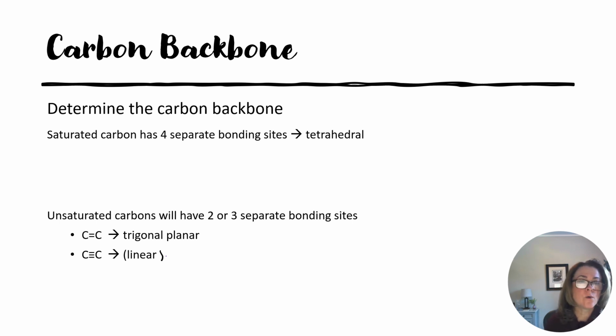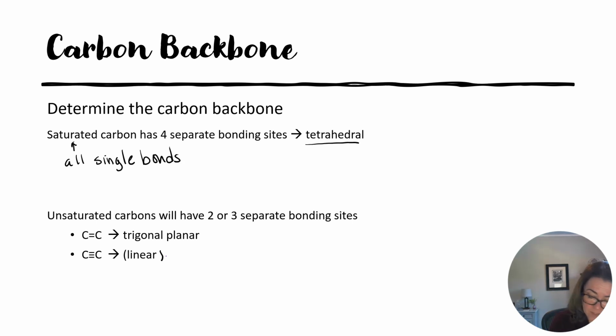Okay, so now that we have a visual for what these shapes look like, when we are looking at an organic compound, we want to first determine the carbon backbone. Now, we are going to see that sometimes our carbons are going to have 4 separate bonding sites. These are going to be saturated carbons. And when we say that, we mean that this has all single bonds. And this is going to give us a tetrahedral shape.